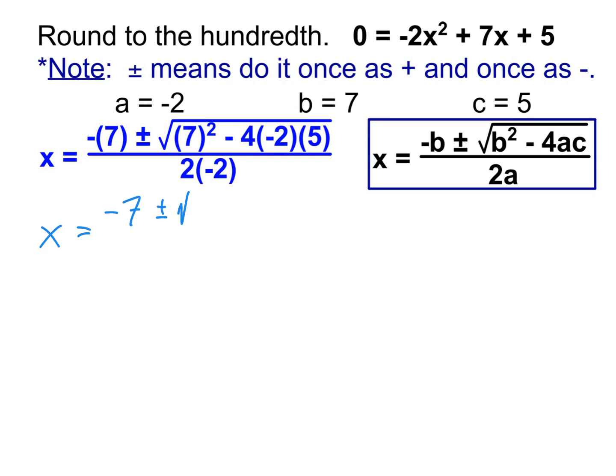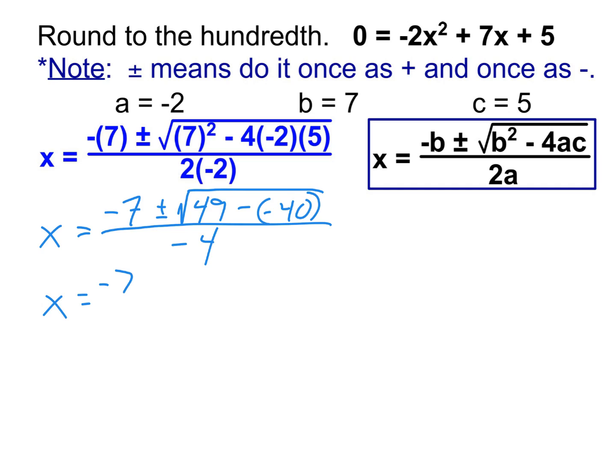Then inside the square root, we got 7 squared, so I'm going to turn that into a 49, minus 4 times -2 times 5. I go ahead and do this multiplication all at once. So 4 times -2 is a -8. -8 times 5 is -40. And so, now notice though, when we do this, we get -7 plus or minus the square root of 49 minus a -40. What's minus a -40 become?